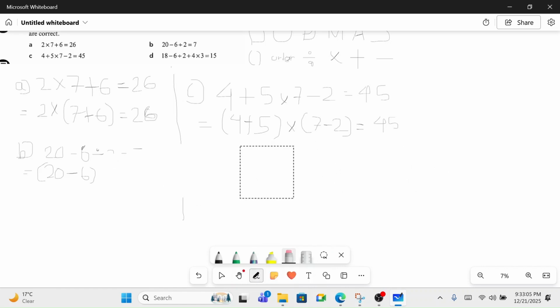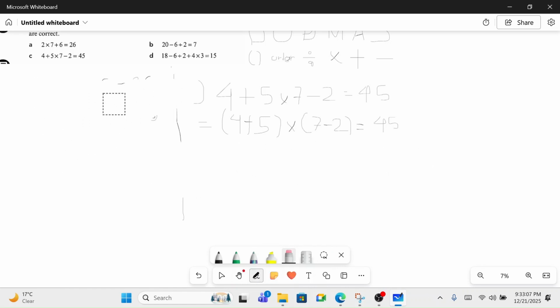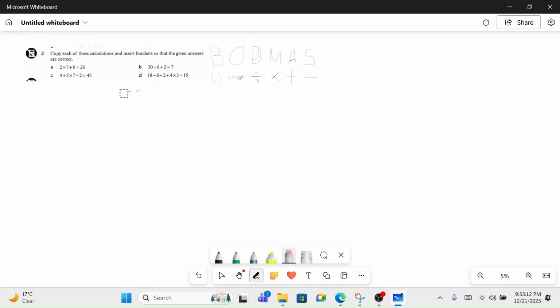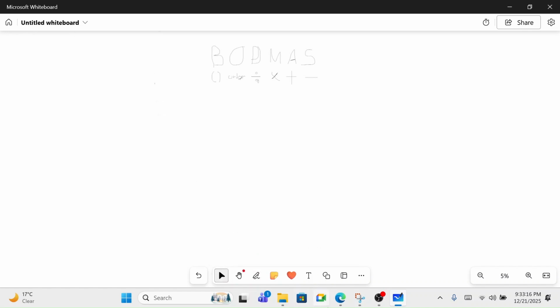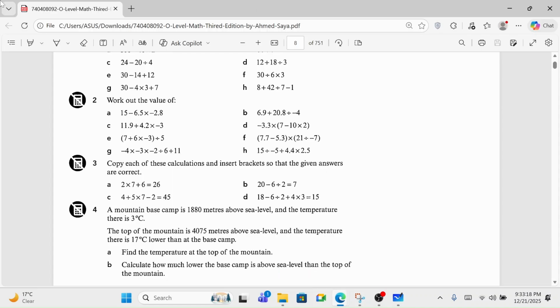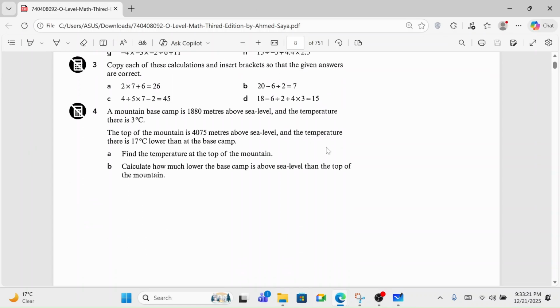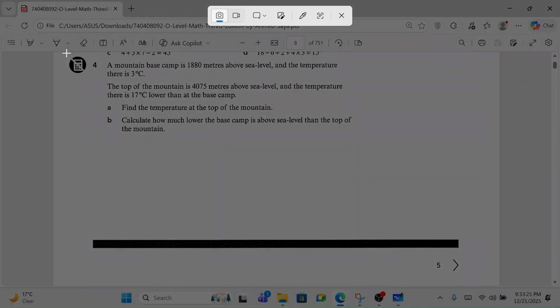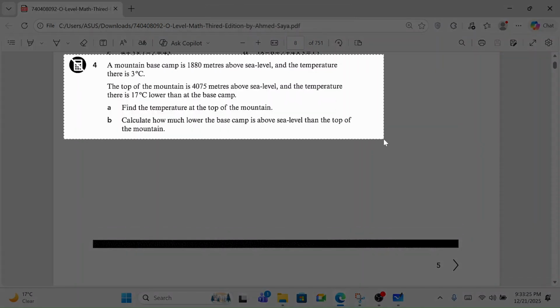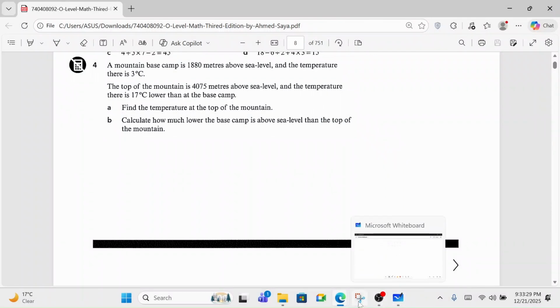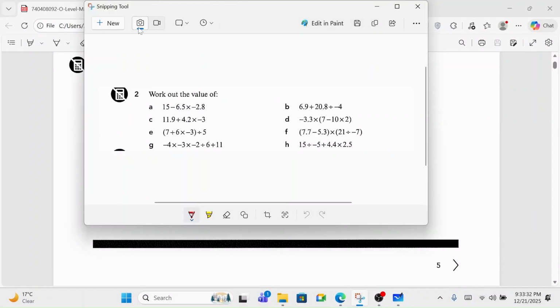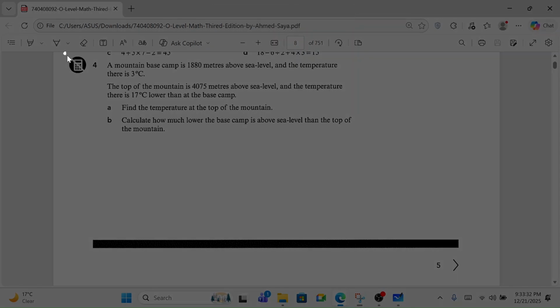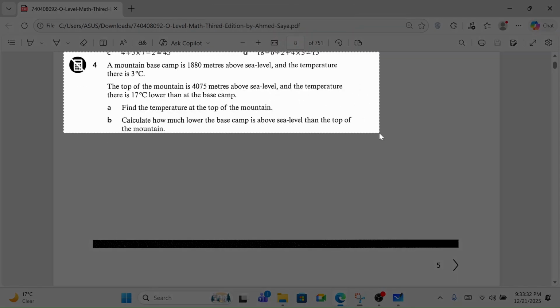Okay, let's move on to our next question. Okay, so question number 4, this is again a non-calculator question. So I say do not use a calculator here at all. It will disable your skills for calculating and proper thinking.